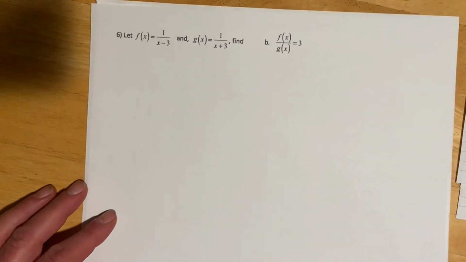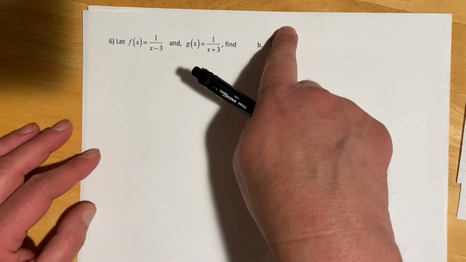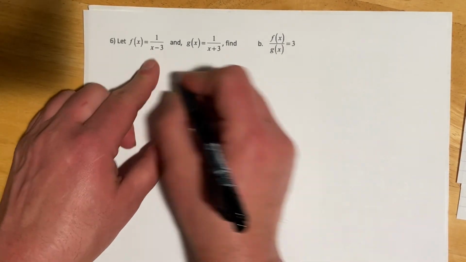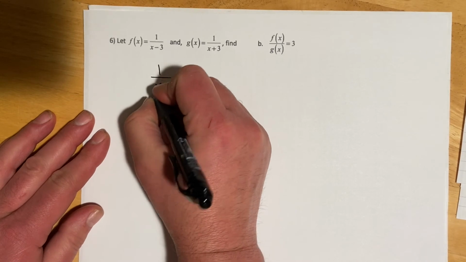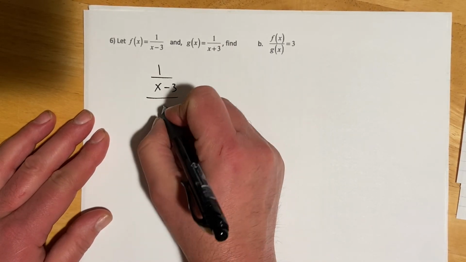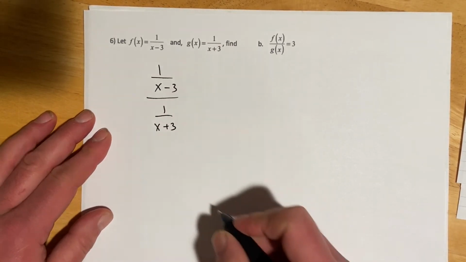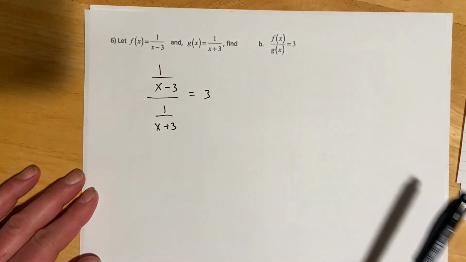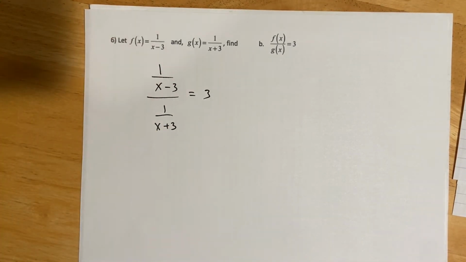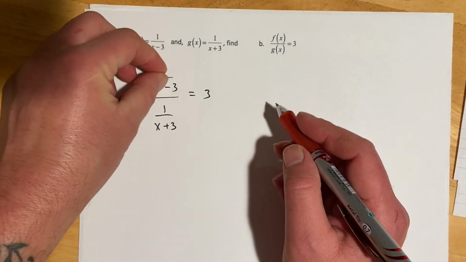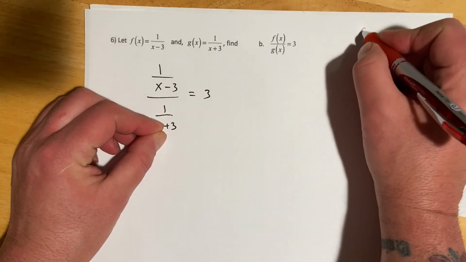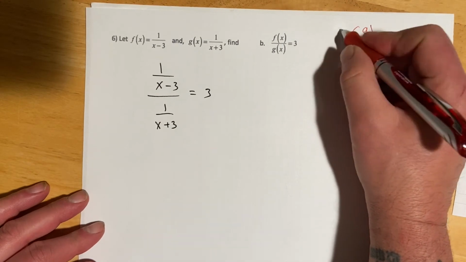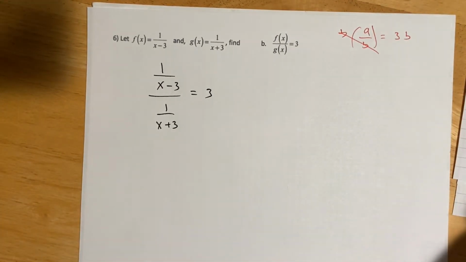Okay, so part B on that is f of x over g of x equals 3 in this case. So we're going to go f of x is 1 over x minus 3 over g of x is 1 over x plus 3. So we're getting one of those complex fractions, and then that equals 3. So what we're going to do in this case is we still just have something over something equals 3. So if I had a over b equaled 3, I'd just multiply both sides by b, right? And that would take care of that, and I'd clear the fraction.